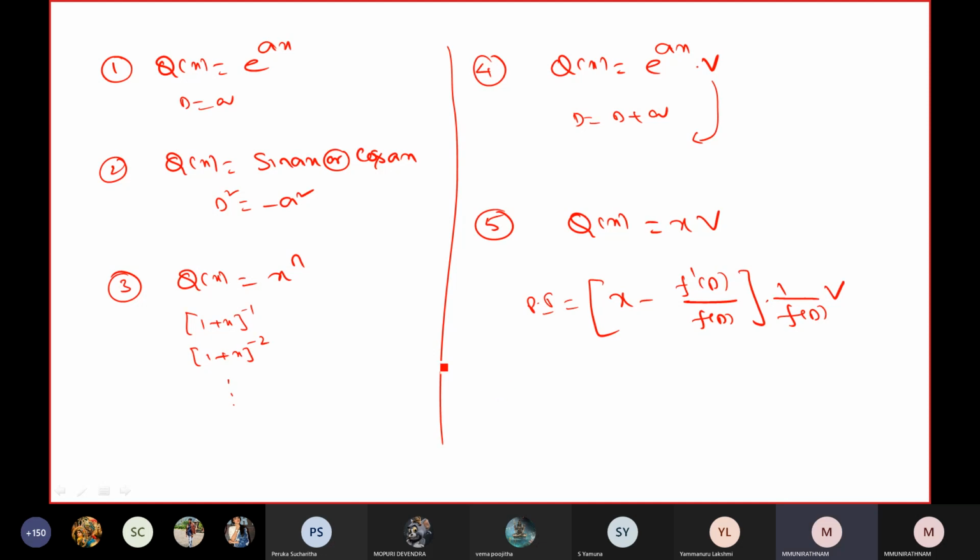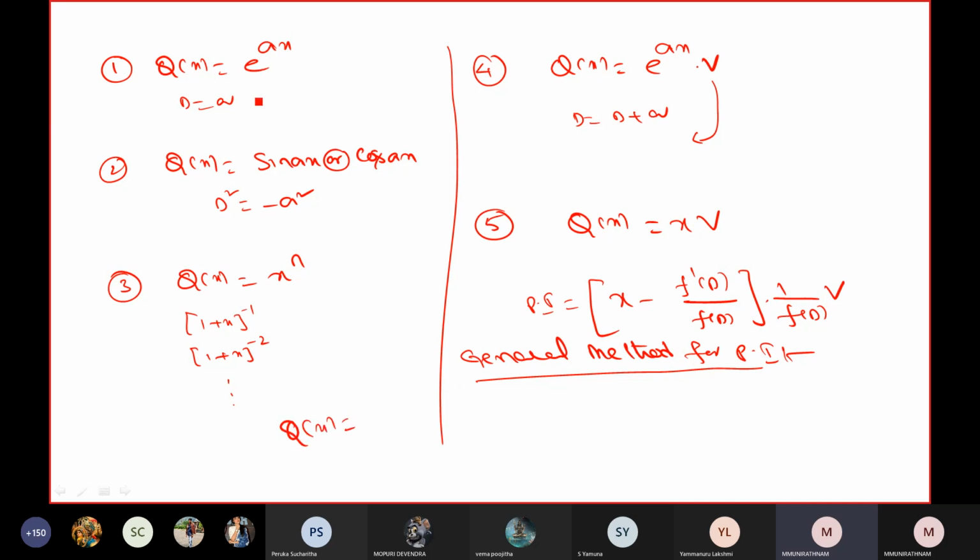Now we'll go for method 6. That is a general method, which we call the general method for particular integral. We use it whenever q of x is not of these five forms.